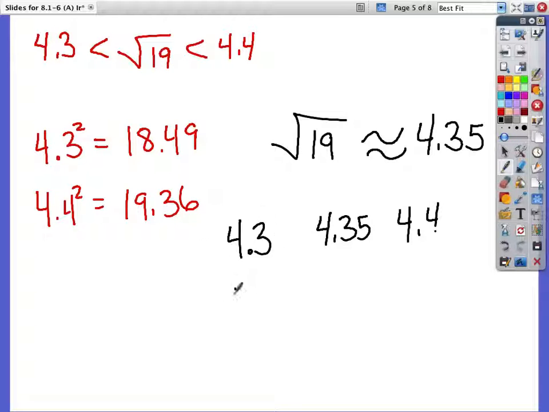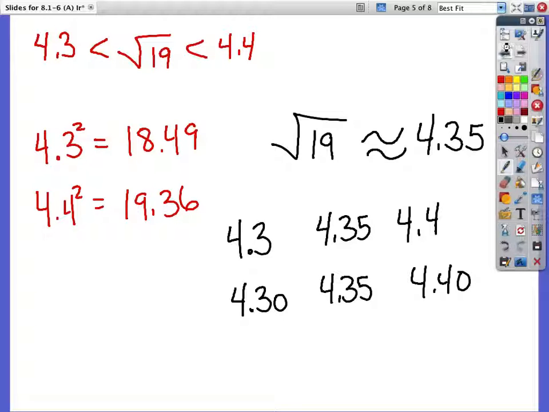So you can look at it like this. This is 4 3/10, but it's also 4 30/100. This is 4 35/100. This is 4 4/10, but it's also 4 40/100. So it makes sense to think that 4.35 is between 30 and 40, or this 35 is between 30 and 40. So anyways, that's how we do it.